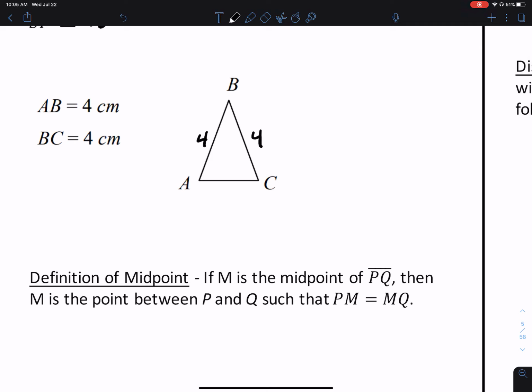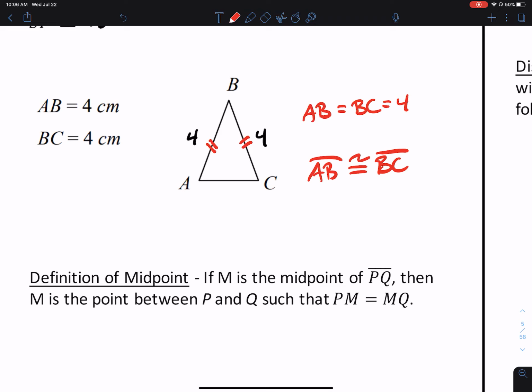Now, if I wanted to show in the picture that those two segments were congruent, I would put the same number of dashes on those segments. Choose any number you want, but if they're the same, it means they're congruent. What does congruent mean? It means they're the same length. So I could say that the length of AB is equal to the length of BC, which is 4. I could also say segment AB is congruent to segment BC.